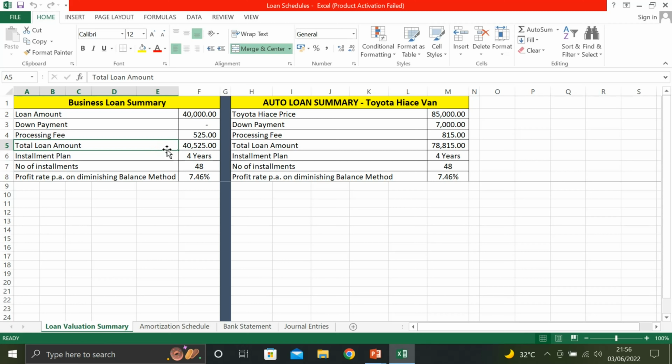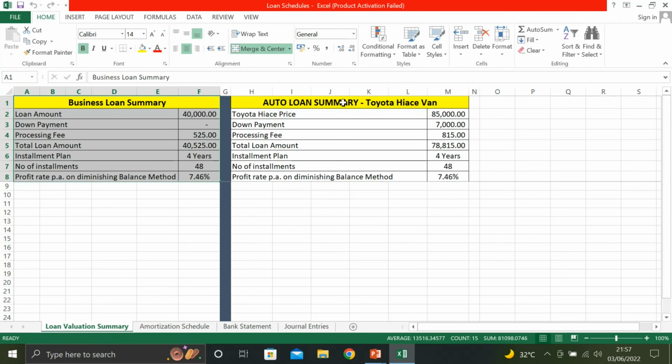The total loan amount means the loan amount plus the processing fees, if you did not pay the fees upfront. Then the installment plan, for how many years you have the plan, 4 years, and the number of installments you need to pay, 48 installments, and what the interest rate is, and the method used to calculate this interest rate. It will be either the diminishing balance method or the straight line method. So what method the bank is following to calculate the interest rate. This summary will give us the complete detail of this amount.